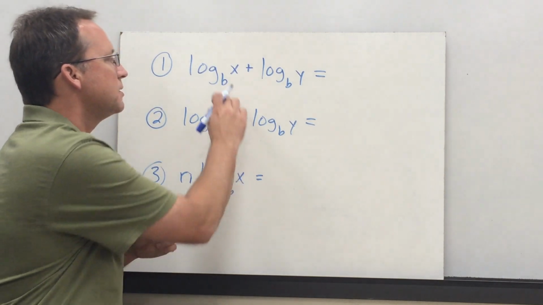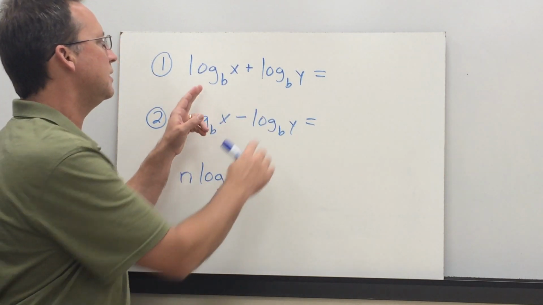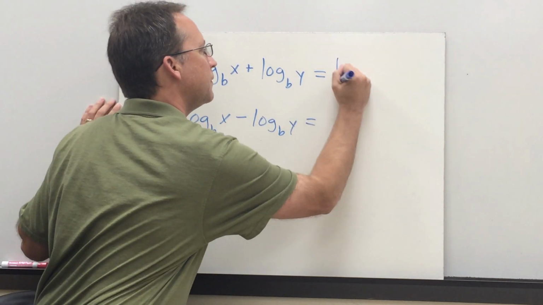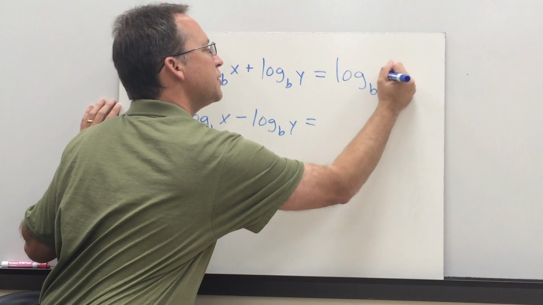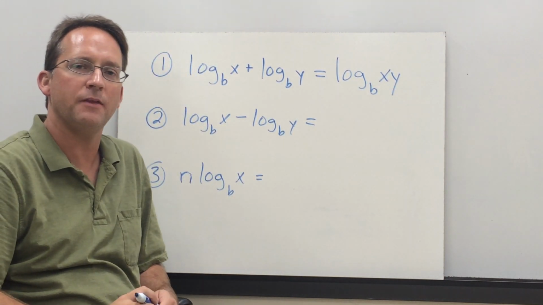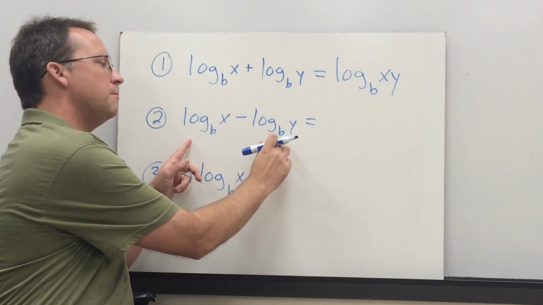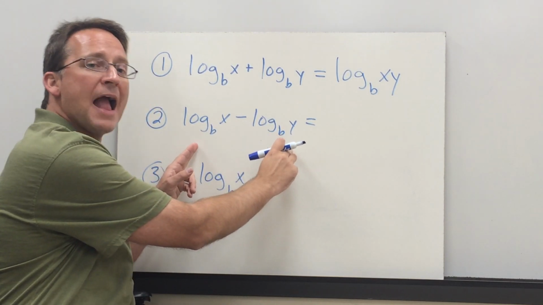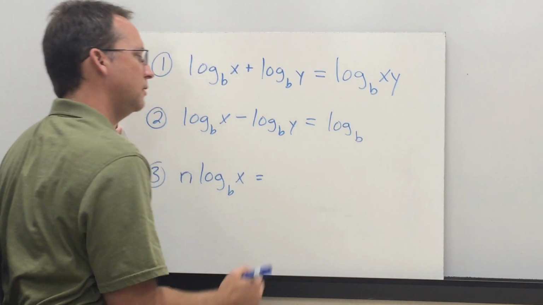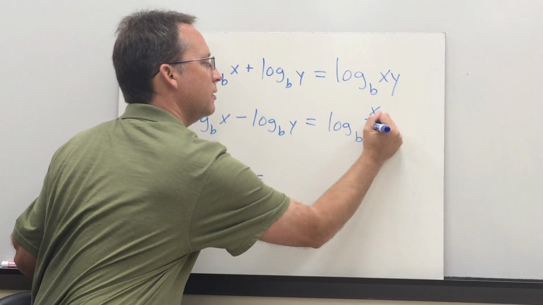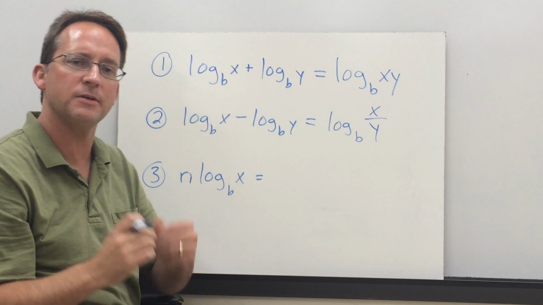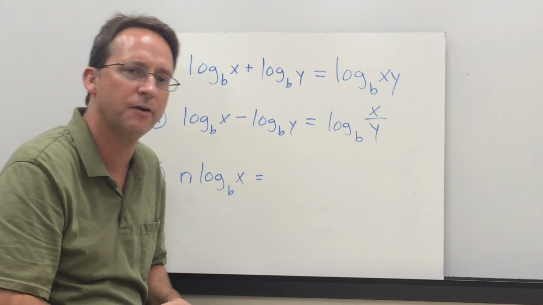But here, since the bases are the same, the property is, if you're adding two logarithms, you can combine these into a single logarithm by multiplying the arguments together. So multiply the arguments. You can combine two logs that you're subtracting into one log, provided it's the same base, by dividing the arguments. Right? So if you're adding logs, you can multiply the arguments. If you're subtracting logs, you can divide the arguments.